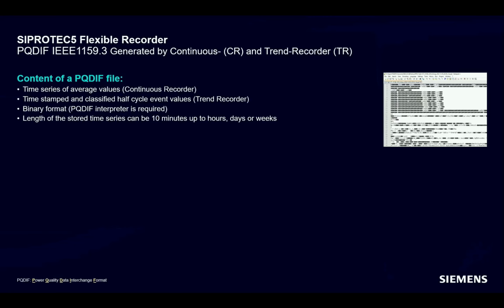The storage format of BQDIF is binary. Therefore, you need a BQDIF viewer software to visualize the measurements. The length, or better said, the content of a BQDIF container could be from some minutes up to hours, days, or weeks. For example, the continuous recorder in our relay is parameterized to record 10-minute average values.